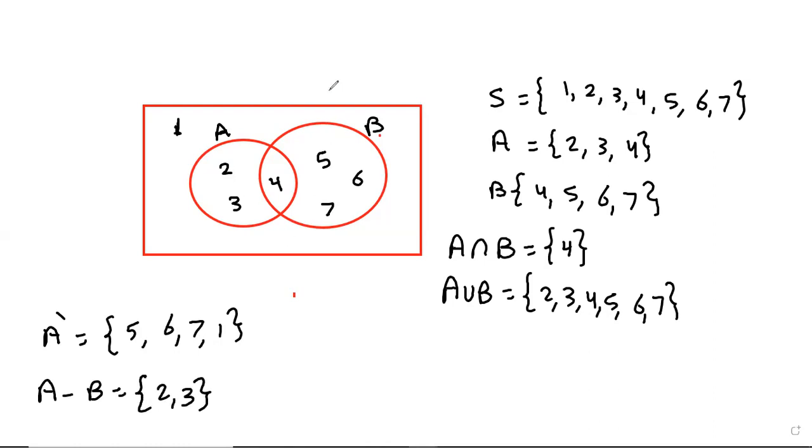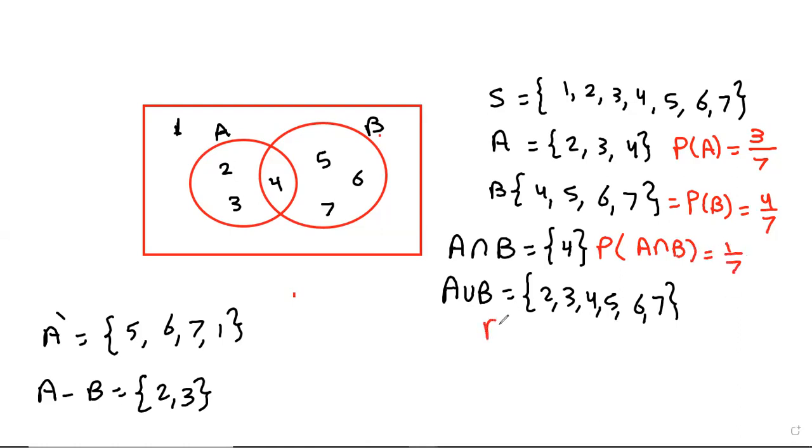Now let's go to the probability. If I ask you about P(A), the probability of A, how many chances of A? We have 3 chances. 3 out of 7. What is the probability of B? It's 4 chances out of 7 chances. So what is the probability of A and B occurring together, A intersection B? It will be 1/7. And what is the probability of A union B? It's 6 chances out of 7.